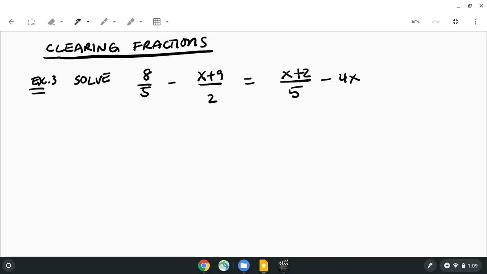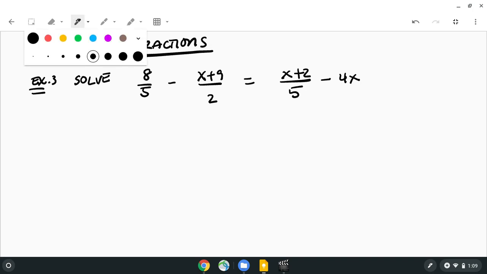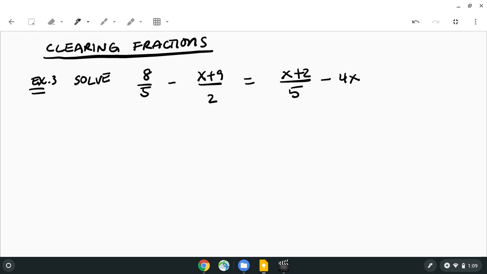Okay, so what we're doing here, let me change the size of my ink. What we're going to be doing here is clearing our fractions. We see that we have 3 fractions right over here with denominators 5, 2, and 5. What we mean by clearing fractions is getting rid of them, so we're going to get rid of our fractions here before we start solving.